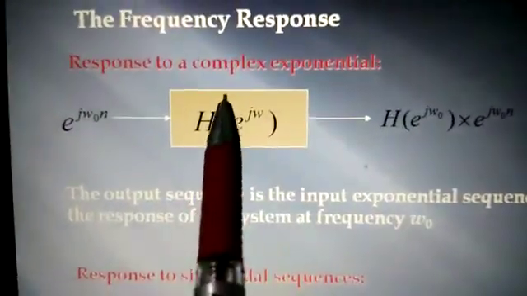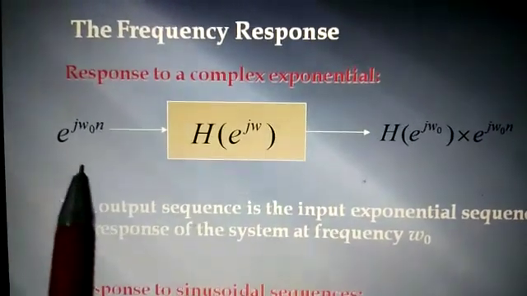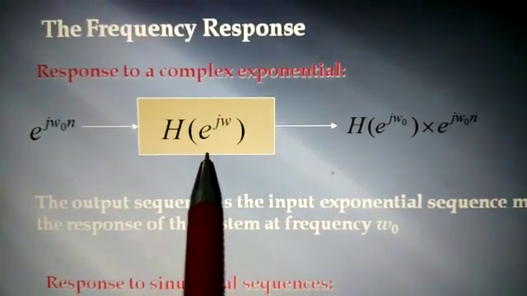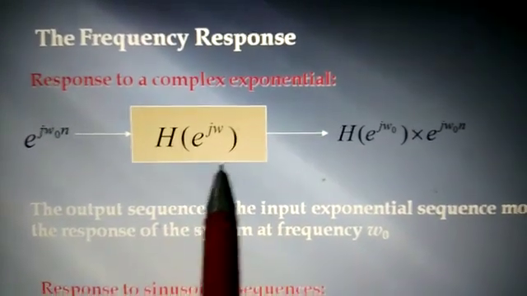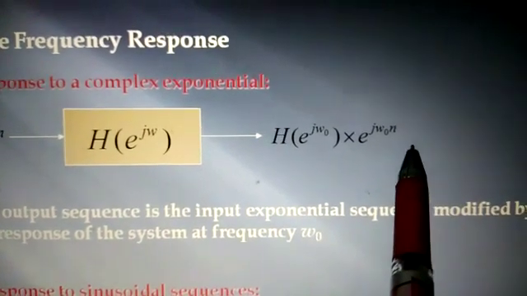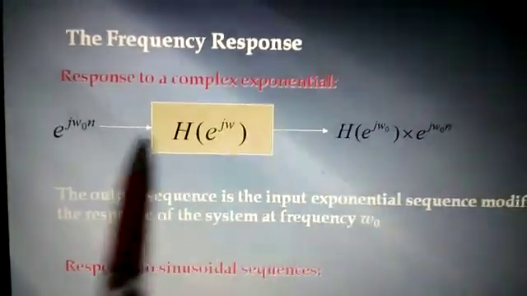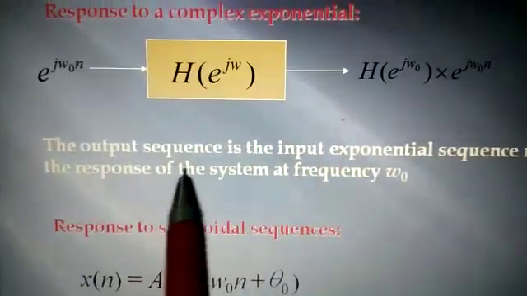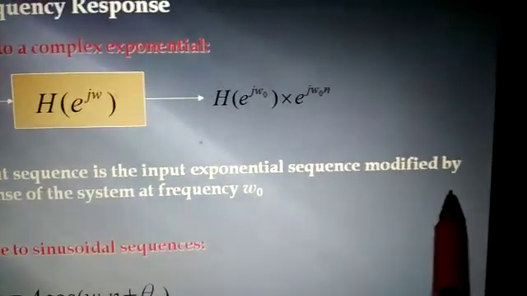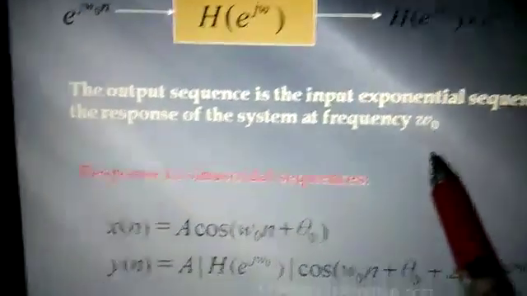The frequency response to the complex exponential can be obtained when e^jω0n is applied to H(e^jω). This is the transfer function, and you will get H(e^jω) times e^jωn. We will get the magnitude here and the phase response here. This is called the frequency response. The output sequence is the input exponential sequence modified by the response of the system at frequency omega naught.